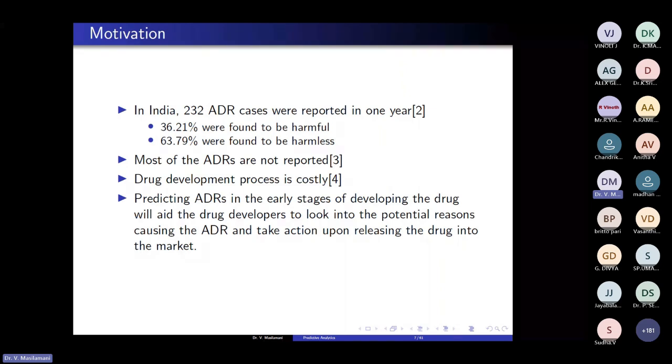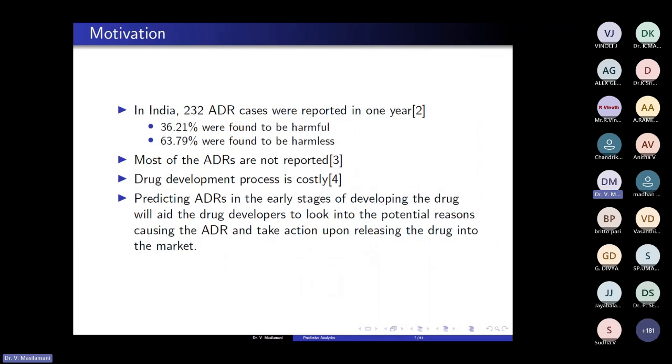And sometimes the customers who took the drugs and got the side effects will go and write on social media, but some people may not do that at all. So many cases are not reported. That is a very big challenge in understanding which drug will cause ADR and which drug will not cause ADR.